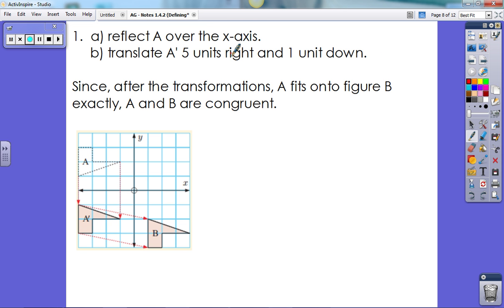But you could have reflected over a different line in order to get it where you need it to go. You could reflect it over the y-axis and the x-axis, and then move it down. So whatever makes the most sense to you.